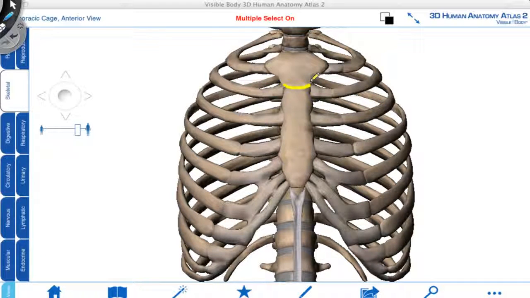The manubrium and the body of the sternum aren't lying in the same plane, and where they actually meet, we refer to this as the sternal angle because of the plane change. The last joint here is called the xiphisternal joint, and it's between the distal end of the body of the sternum and also the xiphoid process.